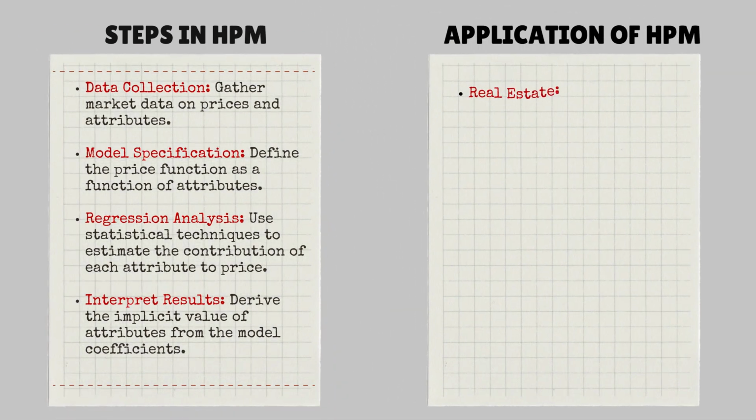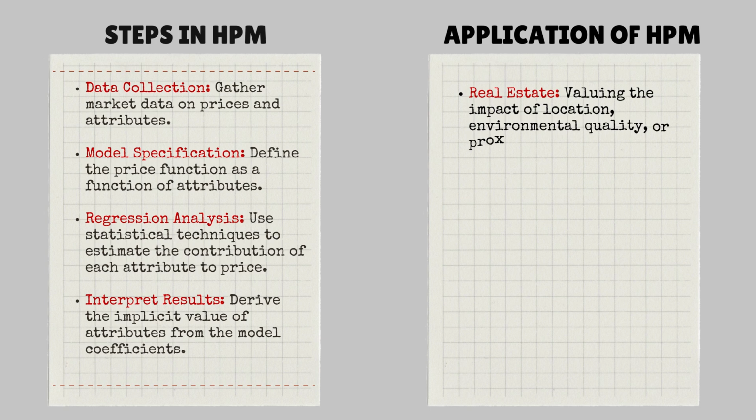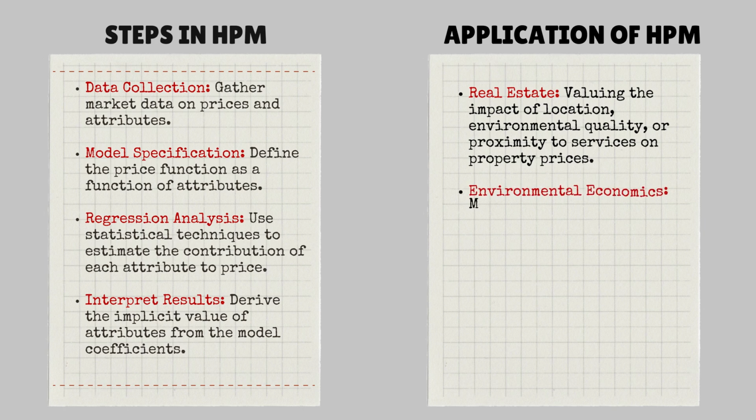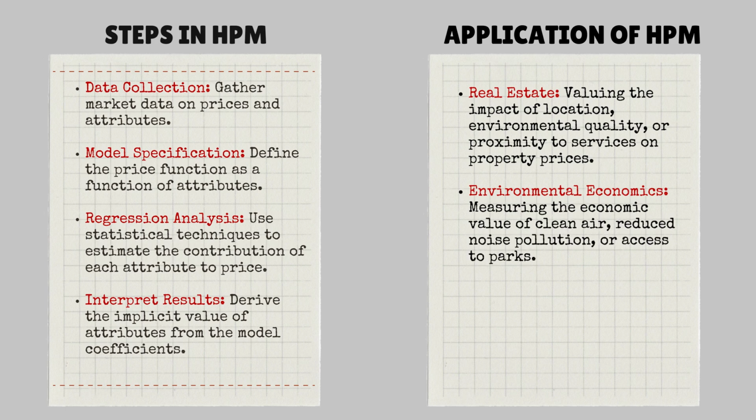Steps in HPM. First, data collection. Gather market data on prices and attributes. Second, model specification. Define the price as a function of attributes. Third is regression analysis. Use statistical techniques to estimate the contribution of each attribute to price. Lastly, interpret results. Derive the implicit value of attributes from the model coefficients.